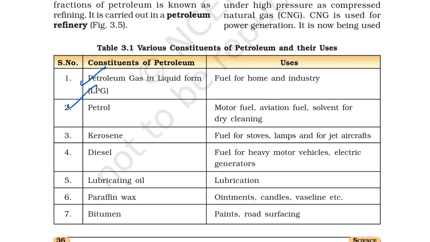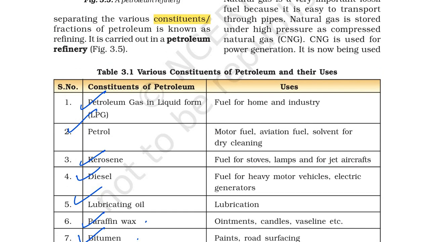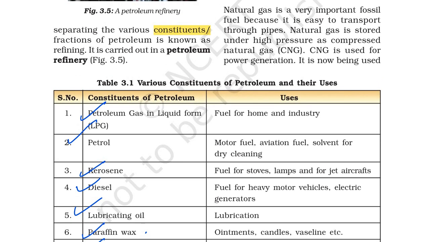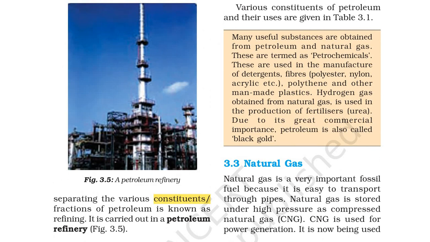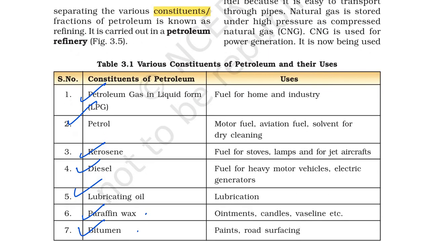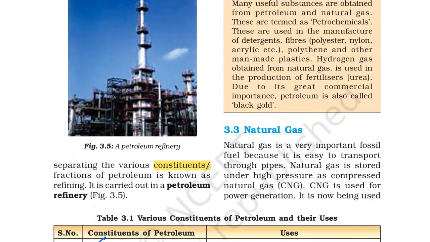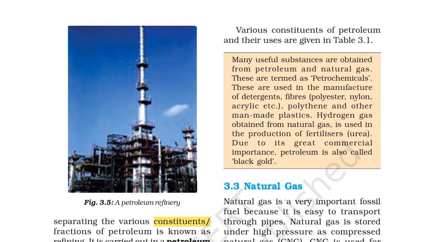Petroleum gas is there, petrol is there, kerosene is there, diesel is there, lubricating oil is there, paraffin wax is there, bitumen is there. These are all things we need to obtain from the petroleum. So there is the petroleum refinery, and at various steps, we get to have diesel, we get to have petrol, we get to have kerosene, and we get to have the lubricating oil as well. So these things are actually the part of petroleum, remember.